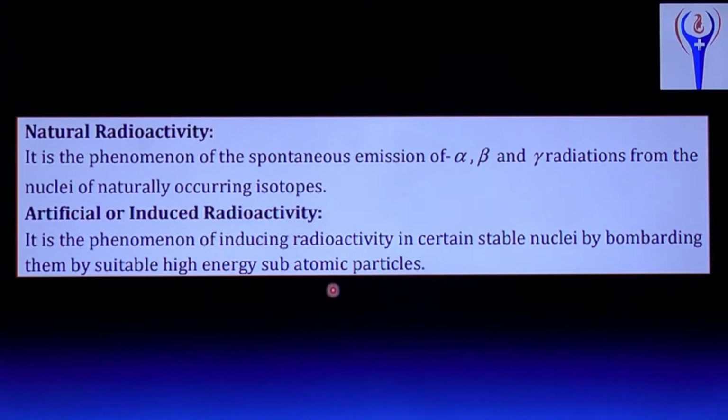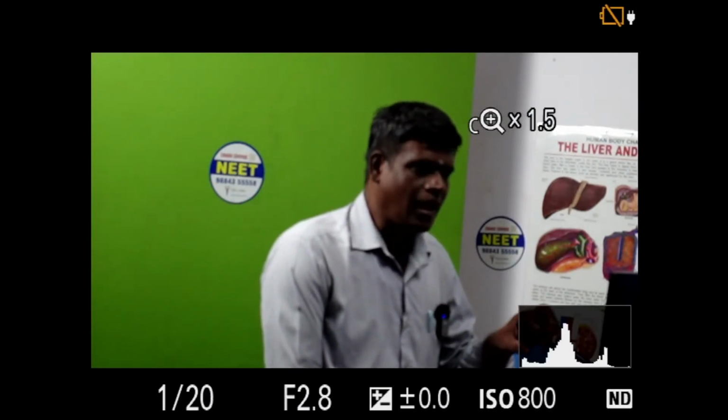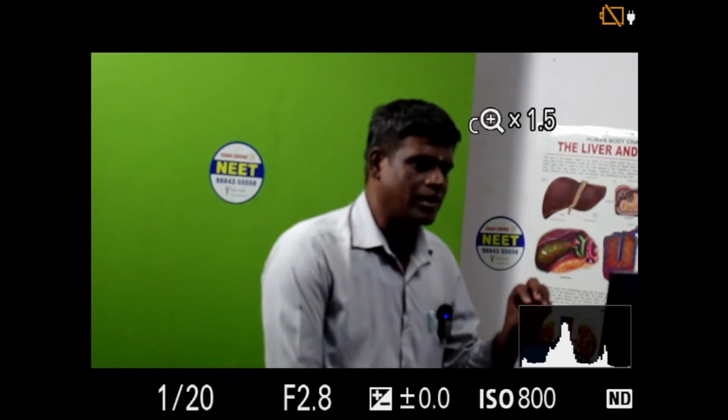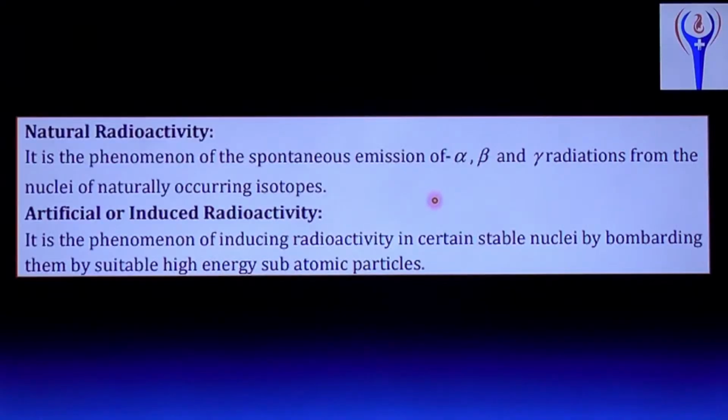It is a phenomenon of inducing radioactivity in certain stable nuclei by bombarding them with suitable high energy subatomic particles: bombarding with neutron, with proton, with electron, or bombarding gold with alpha particles. That is called Rutherford alpha scattering. In that experiment, Rutherford found that something highly dense is present. Later he found that it should be the nucleus. So using gold foil, he did the research.